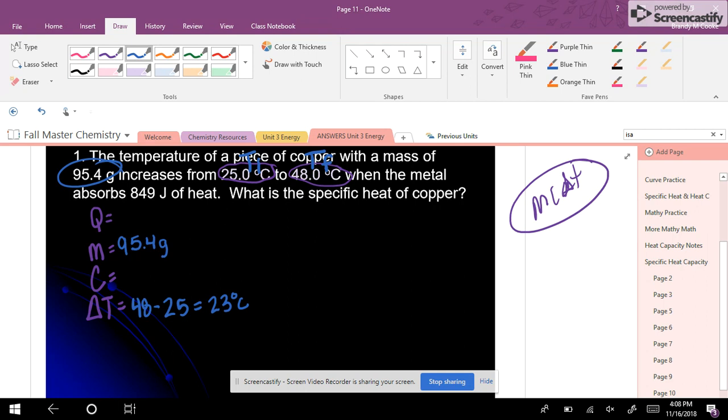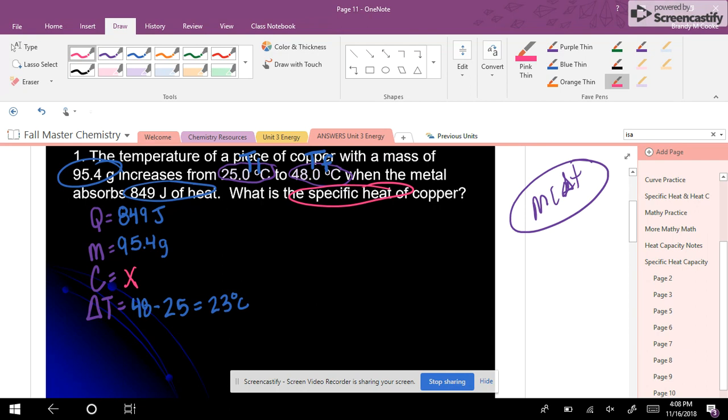Continue reading. When the metal absorbs 849 joules of heat, and remember, joules is heat, which is energy, which is Q. So that's going to be right here, 849 joules of energy. So you need to be able to pick out all of the pieces, including what the question's looking for, because just because I don't have C filled in here, that doesn't mean that C is always going to be my unknown. There might be more steps than that, but in this case, it does want the specific heat, so C is going to be my X.